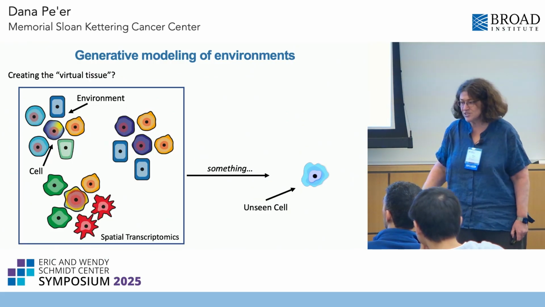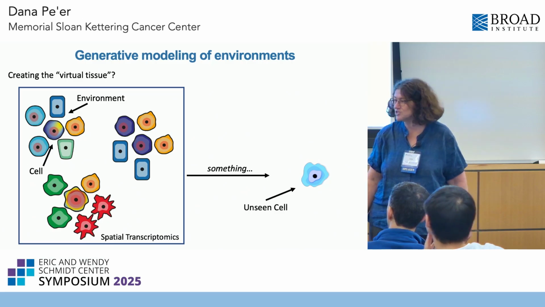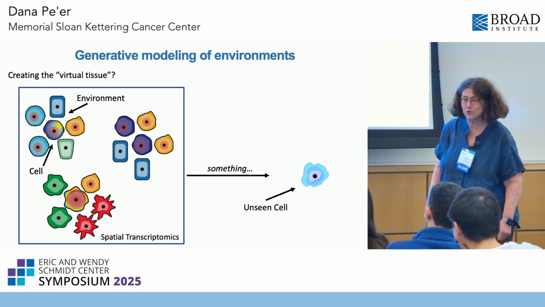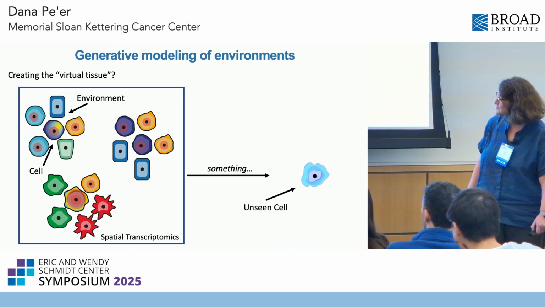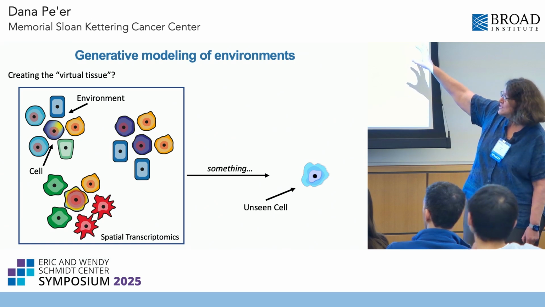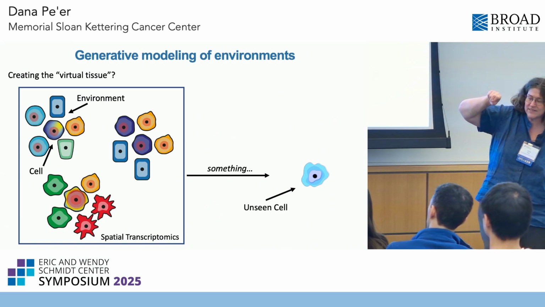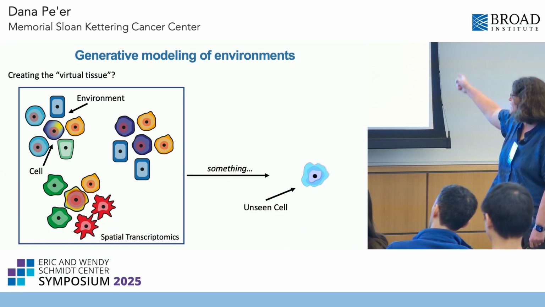Now I said interpolation, so Doran tried to push this forward and I actually thought it would never work. I told him, you're crazy. And so he's saying, okay, so let's actually try and take a cell and predict its environment.